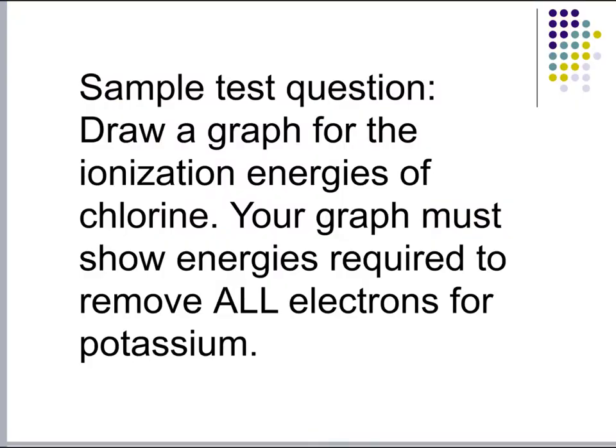So we're going to look at one more graph. This graph is very different because it will show how to remove all of the electrons from a single atom. This is different from the graph that we looked at before, which showed how much energy it would take to remove only 1 electron from each atom, the first electron from different atoms. Now we're looking at only one atom, potassium for this example, but we're going to remove all the electrons. It's just that we're going to do that one by one.